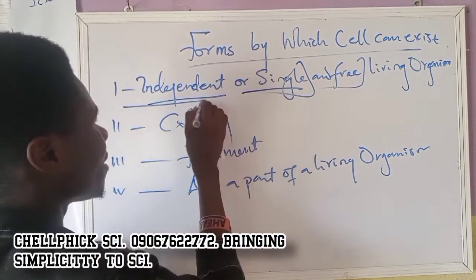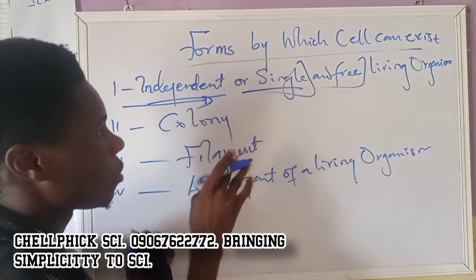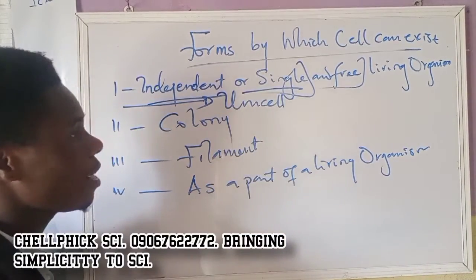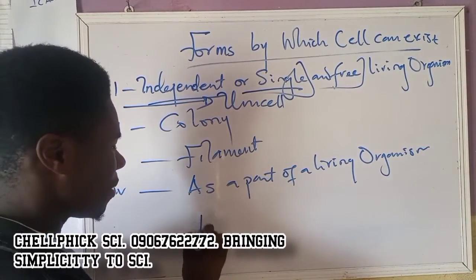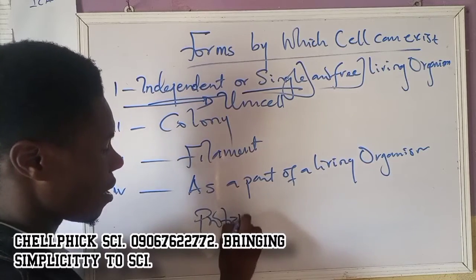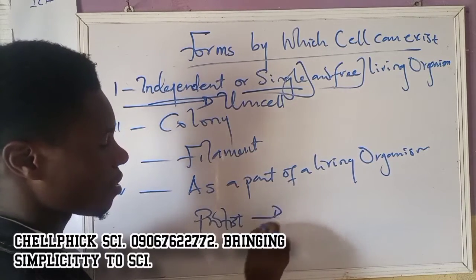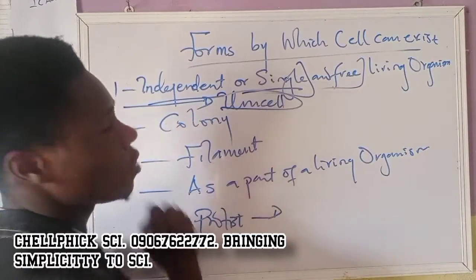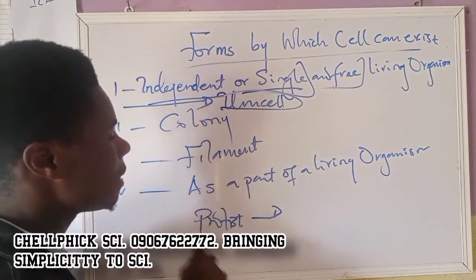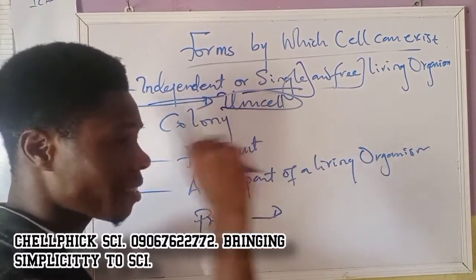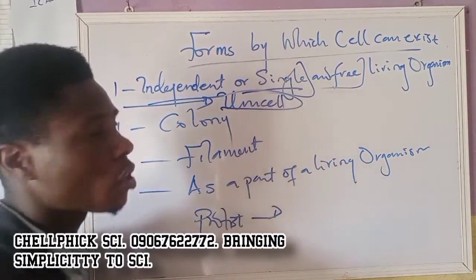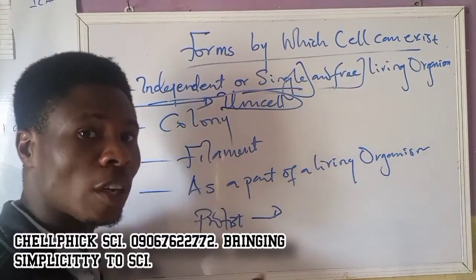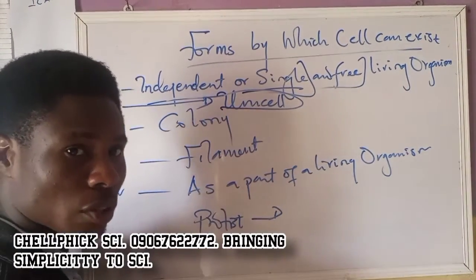Any organism that has this type of cell is called a unicellular organism. A good example of unicellular organisms are the protists. All the protists have a single cell. That's the reason why they are called unicellular organisms. So it means that a cell could survive as one. It is independent. It does not depend on anything or anyone. It could survive on its own.